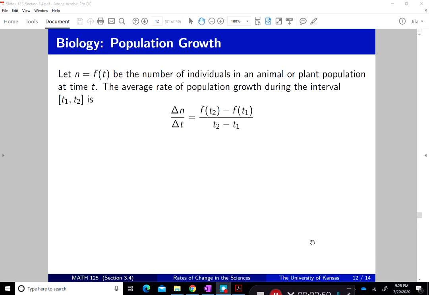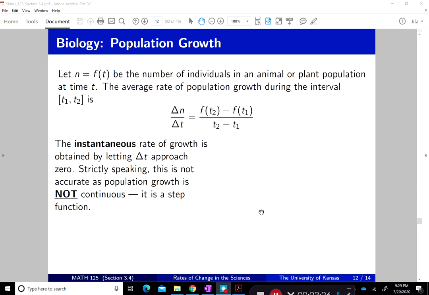So let's talk about biology and population growth. Let n equal f of t be the number of individuals in an animal or plant population at time t. The average rate of population growth during the interval t1 to t2 is delta n over delta t, which is basically the change in f, f of t2 minus f of t1, over the change in t, t2 minus t1. So we are going to talk about the instantaneous rate of growth, that is obtained by setting delta t going to 0, the limit of this as delta t goes to 0.